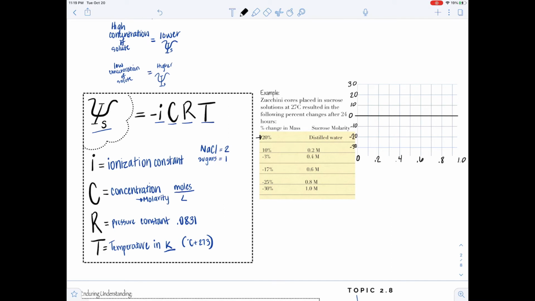So they've given you data, and we're looking at zucchini cores. So zucchini cores that are placed in sucrose solutions at 27 degrees Celsius resulted in the following percent changes after 24 hours. So we're going to take these values that they gave us and we are going to plot them on the graph. So we have above 0 our increase in percent, and then below 0 we've got our decrease. So we're going to plot these points on to the graph.